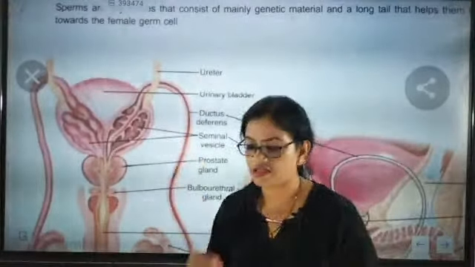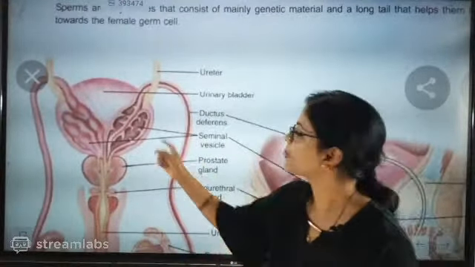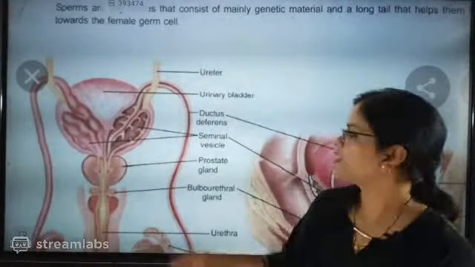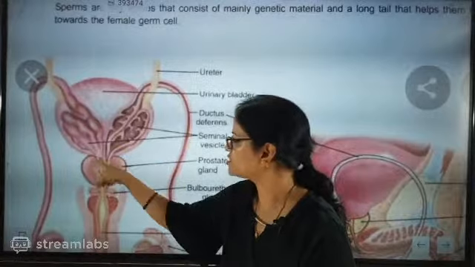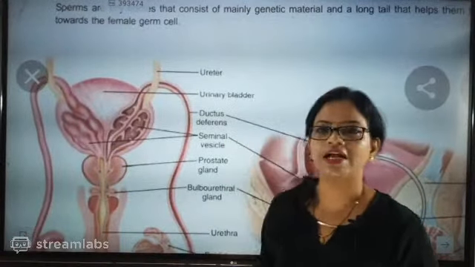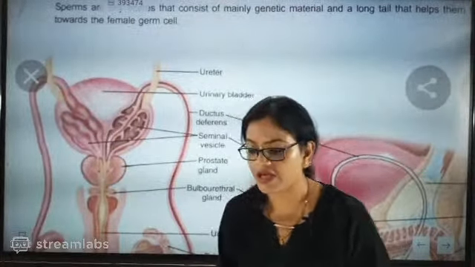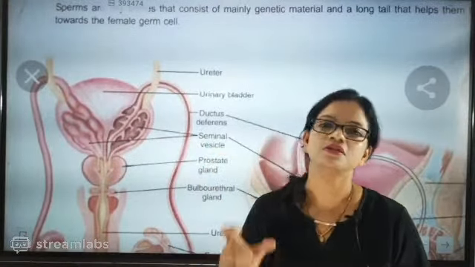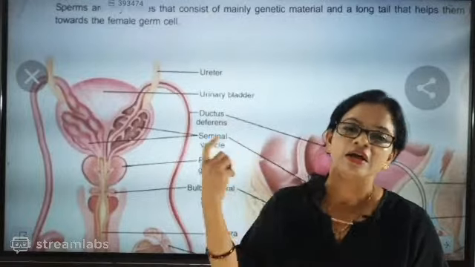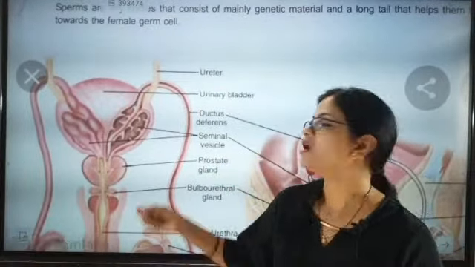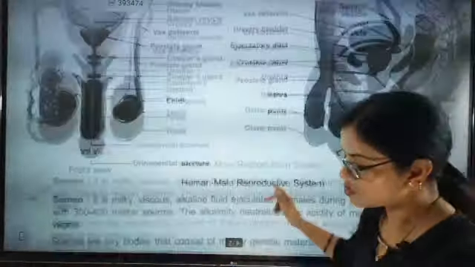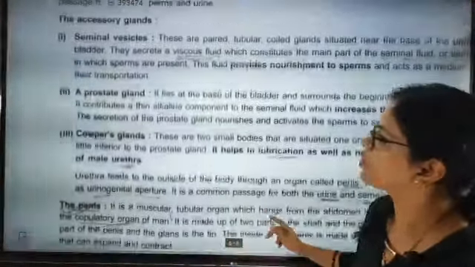This fluid provides nourishment, and it also helps the sperm with transportation, meaning it provides fluidity to the sperm. After that we are going to go towards the prostate gland. This prostate gland is what makes the solution alkaline. The semen, which contains sperm and the fluid part, will get converted to alkaline here in the prostate gland. Now we are going to talk about its work.